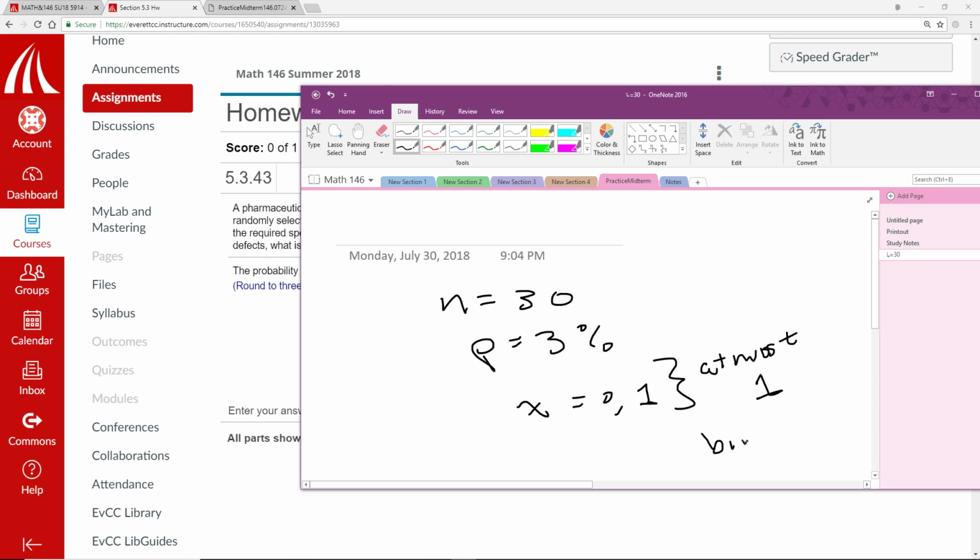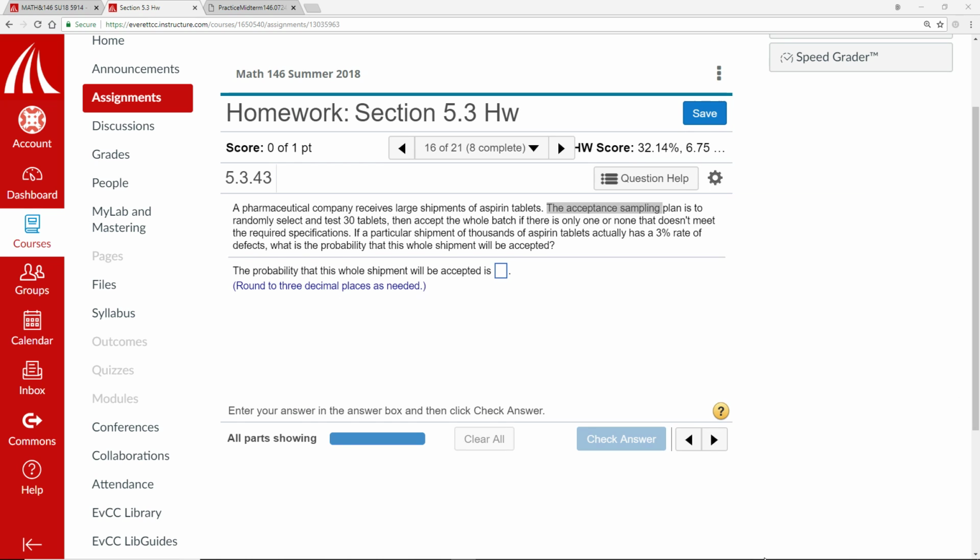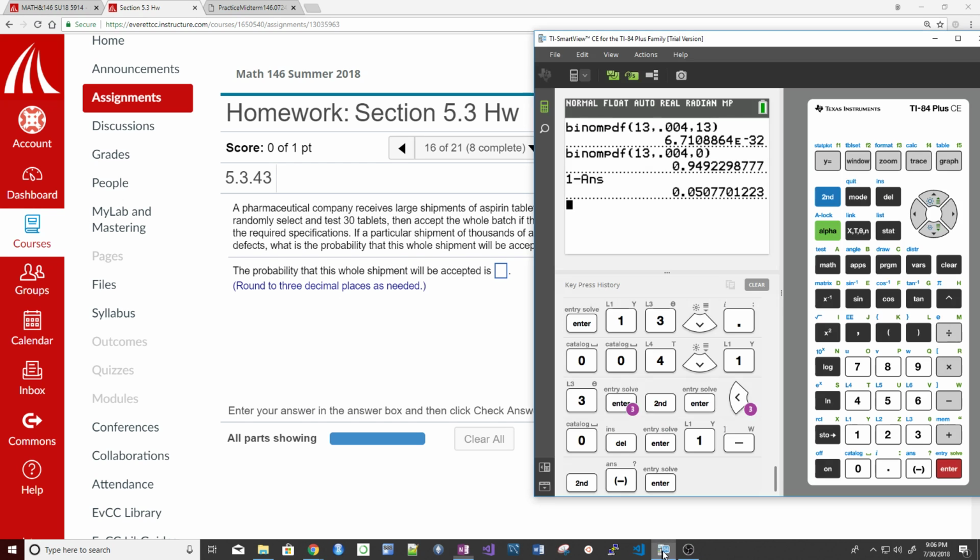Which means we get to finally use binomial CDF. This problem is made for binomial CDF. I know it is. So let's do it now. Here we go. Let's pull up our calculator here.